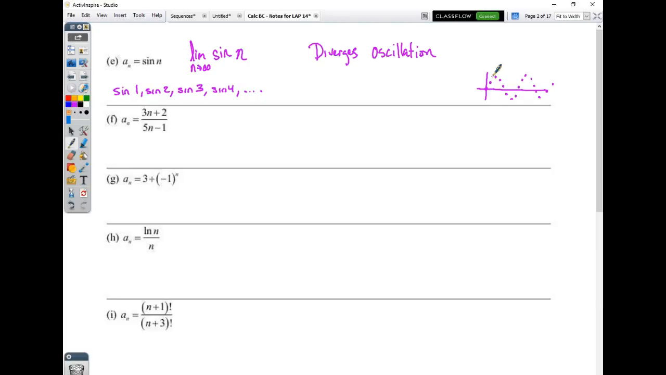What about the next problem? A of n is equal to 3n plus 2 over 5n minus 1.